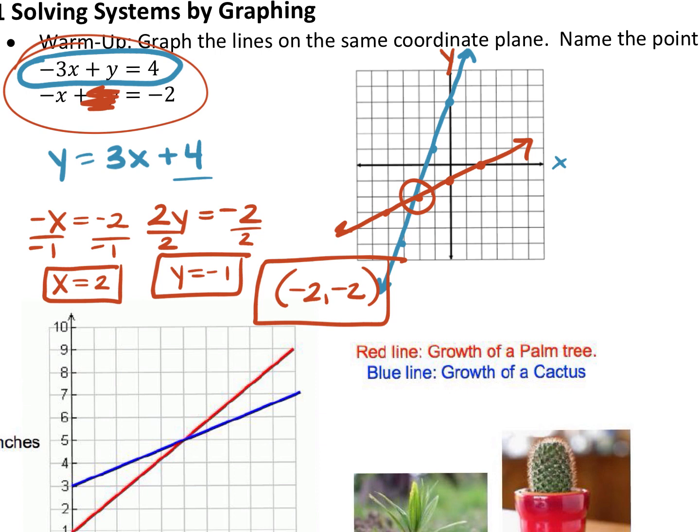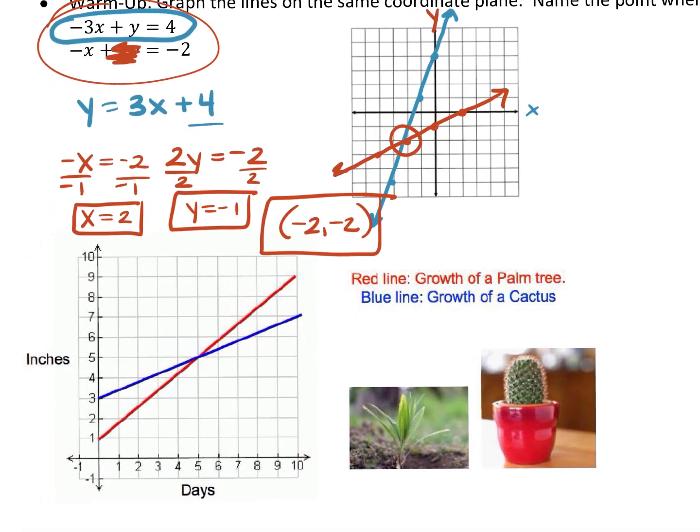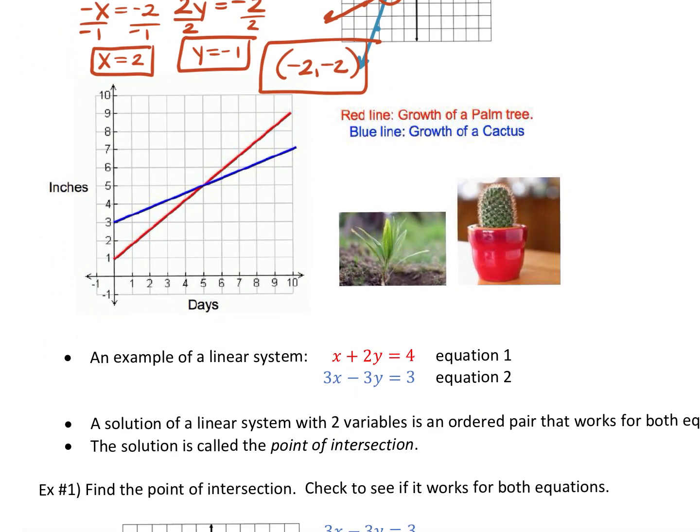You know how to graph each of those lines already, right? All you're doing differently now is you're finding where they meet, and you're calling that your answer. All right, so that's going to be our process today. Here's why sometimes things like this come up.